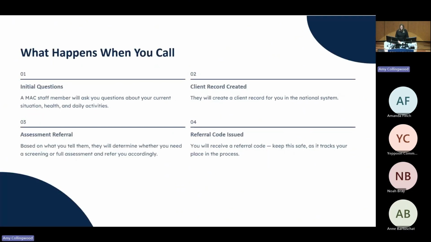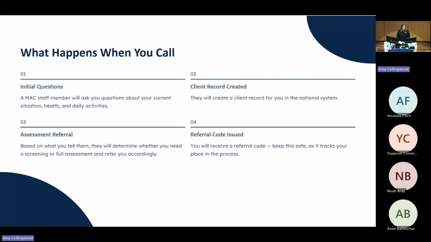Once you've registered and they ask you your initial questions, they're going to create a client record. This record has all of your information on it. It's a central point. So once you're in the system and you've got a provider, it's where we'll be able to find information as well. It'll also direct them in the right pathway as to what kind of assessment you need.